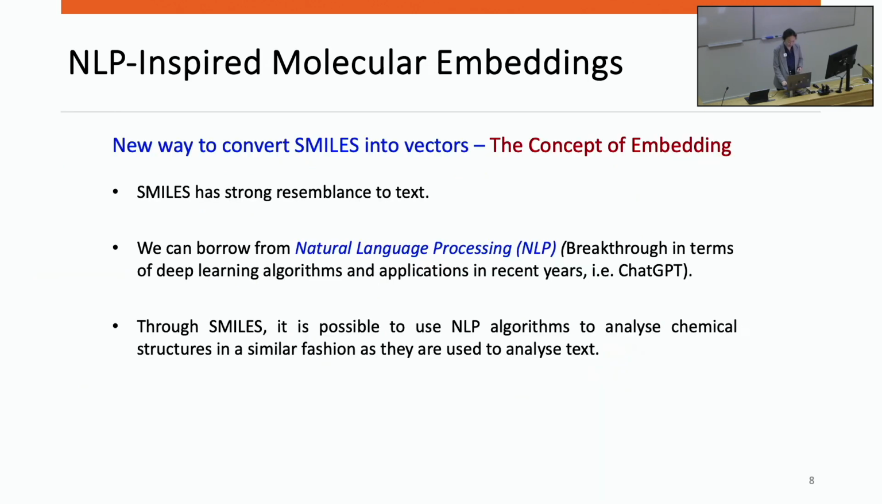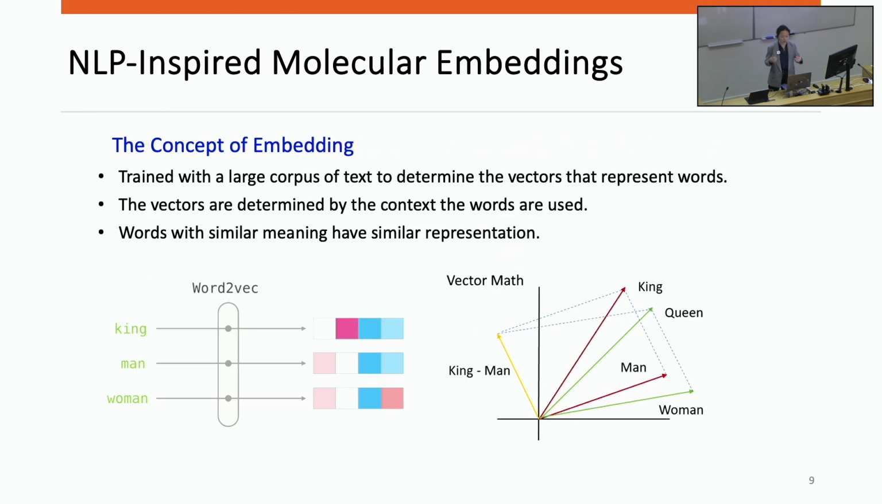But there are new ways we can borrow from natural language processing, because SMILES or other sequence representations of molecules have a strong resemblance to text. Therefore, we can borrow a concept called embedding as a new way to describe molecules and the chemical space.